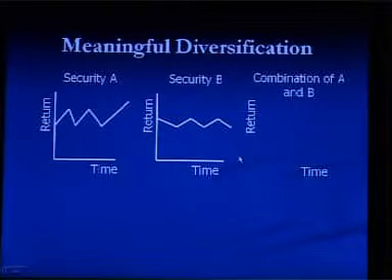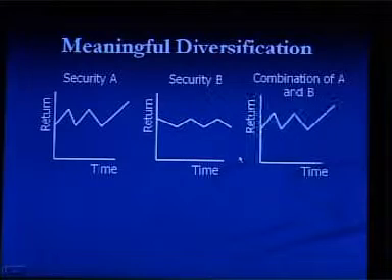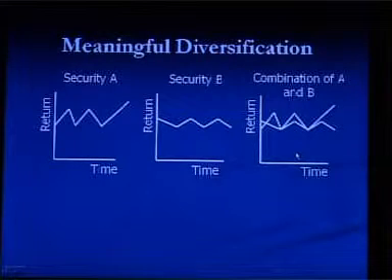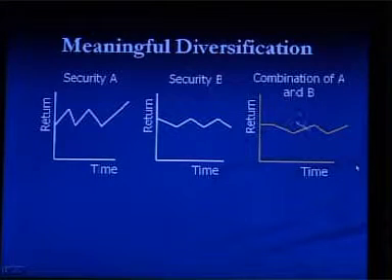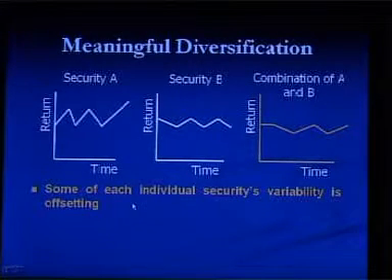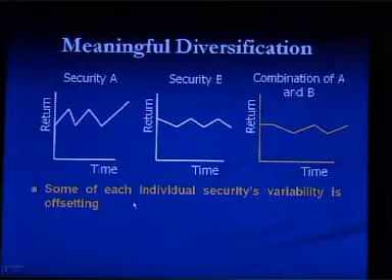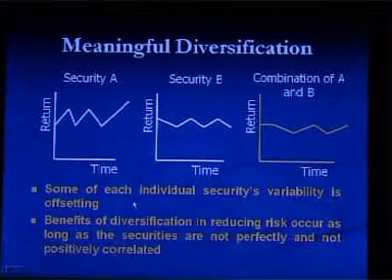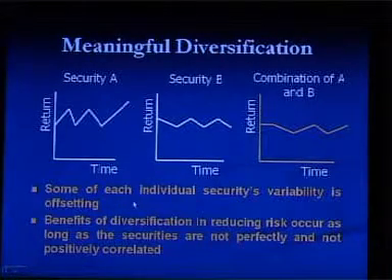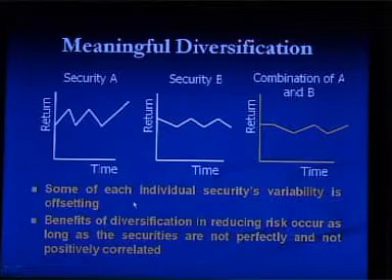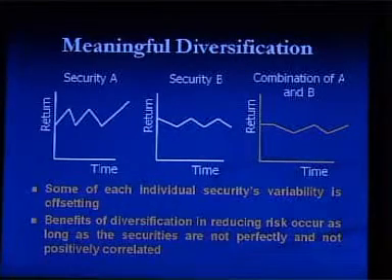In the combination of security A and B, we can simply overlap the expected return curves here. So, the expected return for the portfolio will be the average of these two, and it will be like this curve. So, you can see that the variability of return in the portfolio has been decreased as compared to the individual security B and security A. So, we can say that the variability of each individual security is offsetting, and the benefit of diversification in reducing risk occurs as long as the securities are not perfectly and not positively correlated.